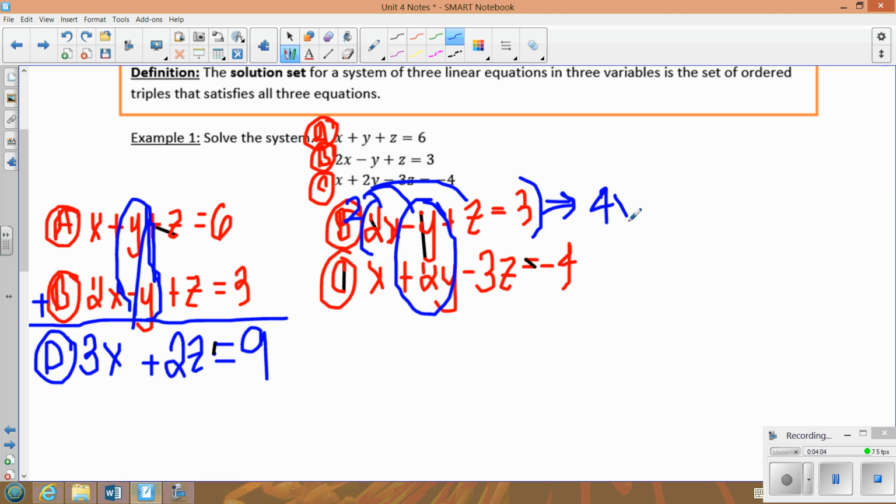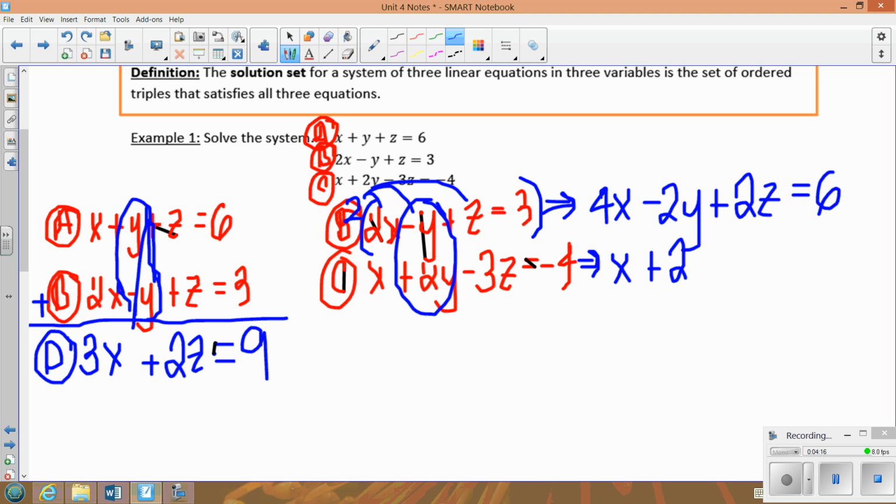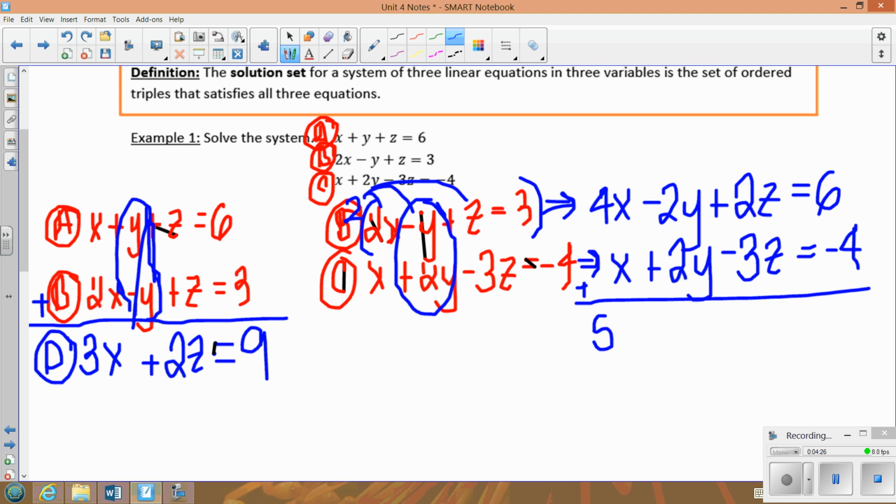So I have 4x minus 2y plus 2z equals 6. Down below I have x plus 2y minus 3z equals negative 4. I'm not changing that second equation. So then go ahead and add these. So we have 5x, the y's are going to cancel, minus z equals 2. This is my new equation that I'm going to call E.